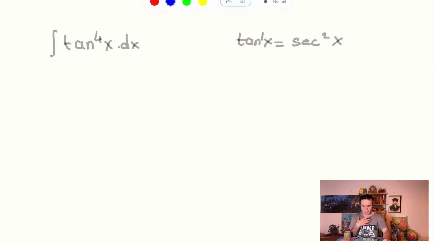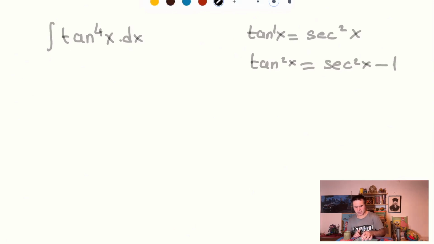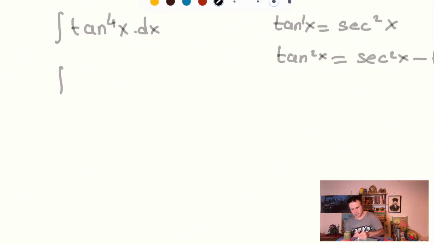Secondly, you need to know that tangent square of x is equal to secant square of x minus 1. This is also very important because in integrals involving tangent x, we often use this identity to make a reduction, in other words, to lower the power of tangent x and simplify the integral. Okay, let's solve the problem now.